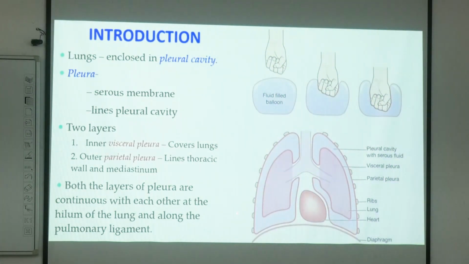Okay. So both the layers of the pleura are continuous with each other at the hilum of the lung and along the pulmonary ligament. So along this, the root of the lung which connects the trachea with the lung, this visceral pleura is continuous with the parietal pleura. Okay.